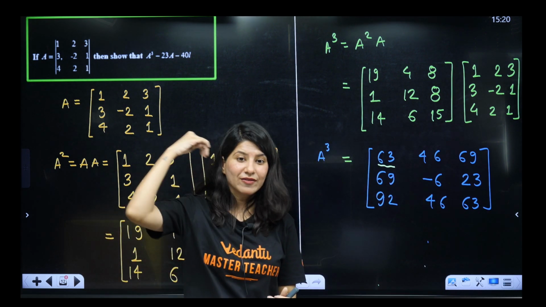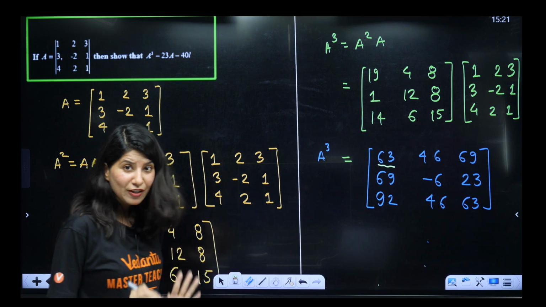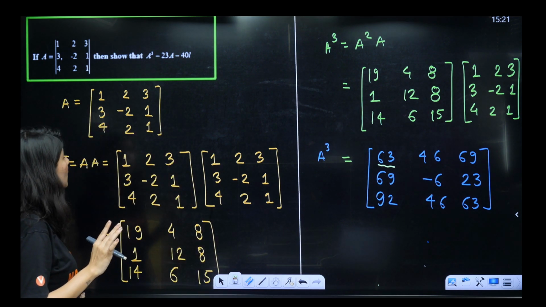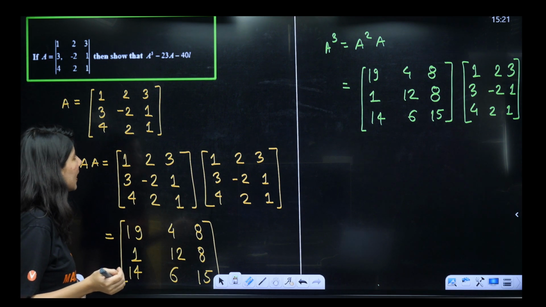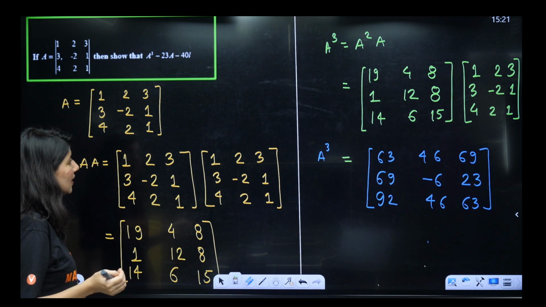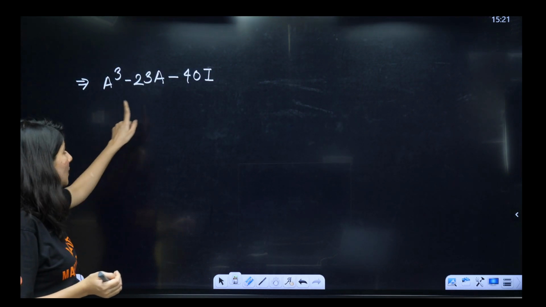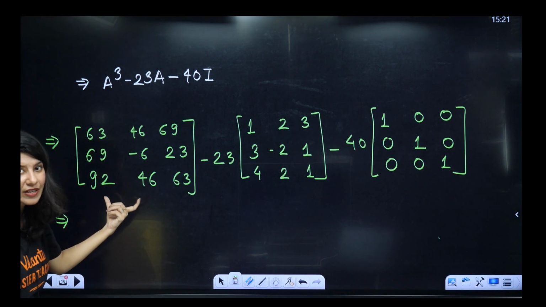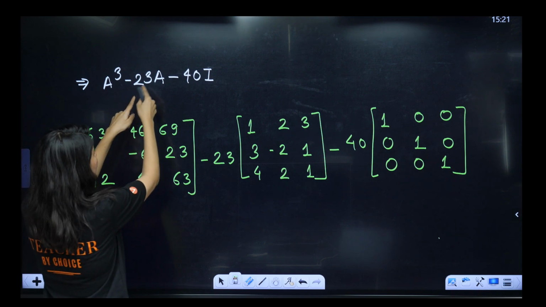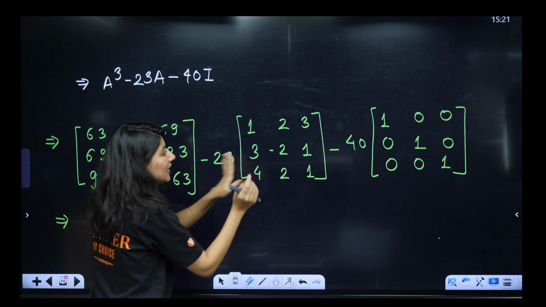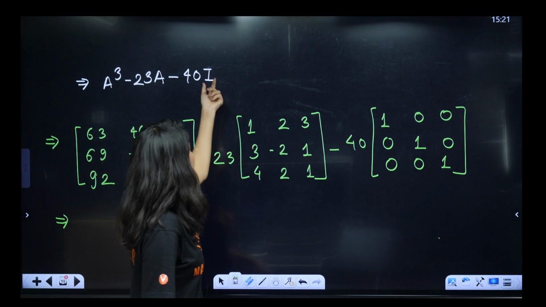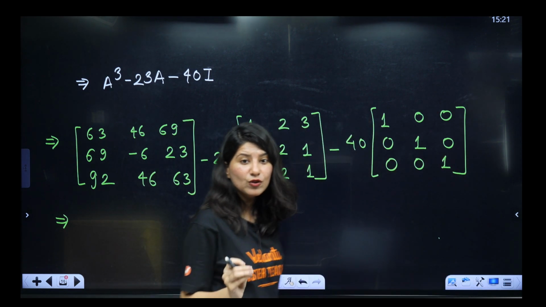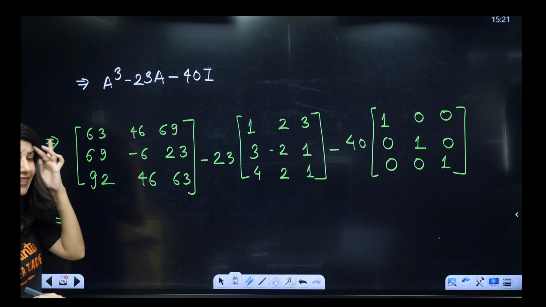Now that you have done the hard work, A cube is with you. Now the question becomes very easy. You have to just plug in the value of A cube minus 23A minus 40I. So I have done that for you as well. So this is going to be A cube minus 23A minus 40I. A cube, let us copy paste the value. We have already calculated A cube minus 23A. So minus 23A given already in the question, minus 40 identity matrix is equal to 0 is what we have to show. Okay. Alright, let's do it.